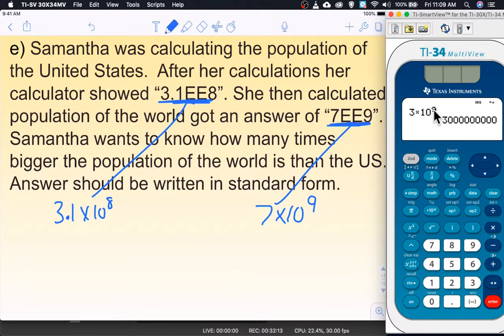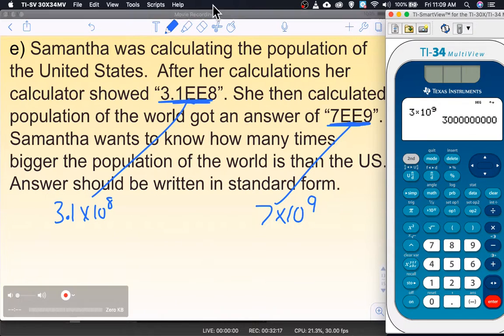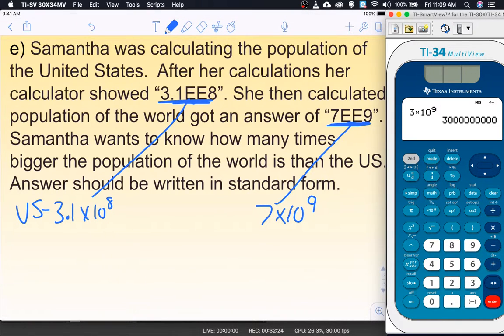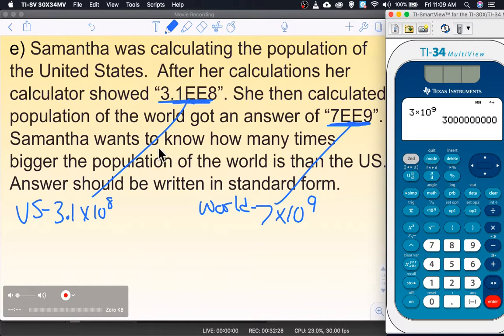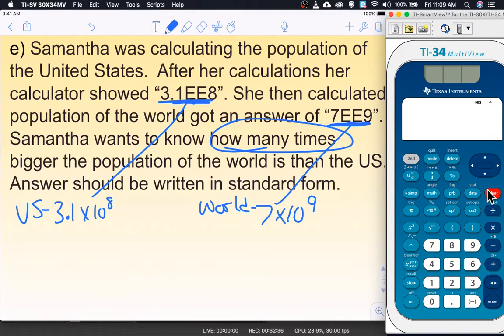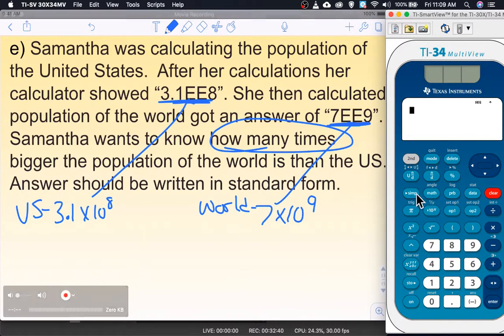All right, so enough talk about the calculator. Now to actually do the problem. So she was calculating the population, and this was the population of the US. This is the population of the world. And the question is, Samantha wants to know how many times bigger the population of the world is than the US. Okay, so this is that kind of division problem. And then our answer should be in standard form.